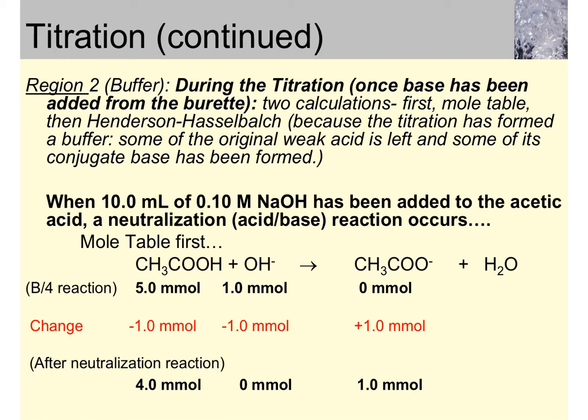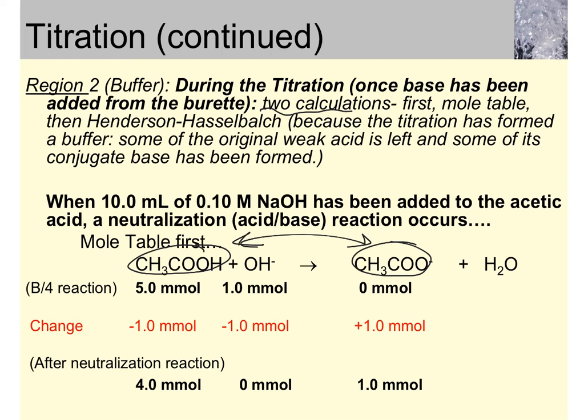All right, so now let's start doing the calculations you would need to do once you start adding the base. Remember what I said a couple slides ago. That's 2 calculations. The first one is going to be a mole table because you have to determine how much of the original weak acid you have left and how much of its conjugate base you've created. This is your buffer system, and you need that to use the Henderson-Hasselbalch.